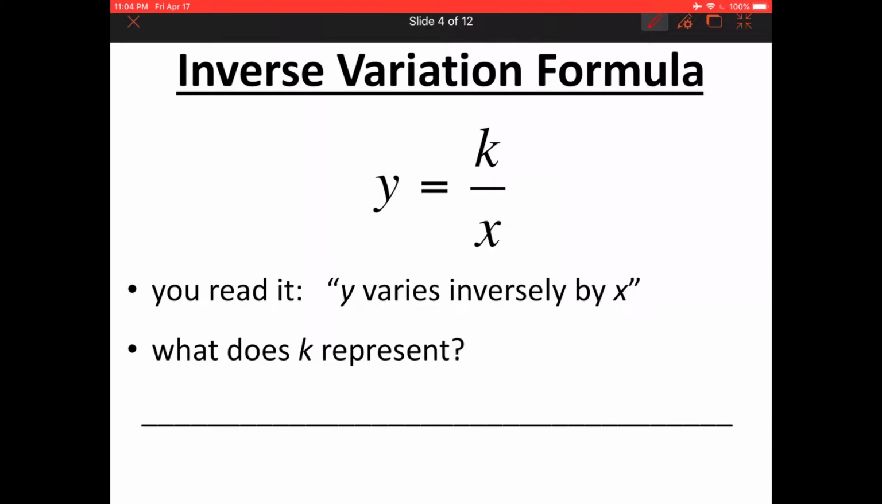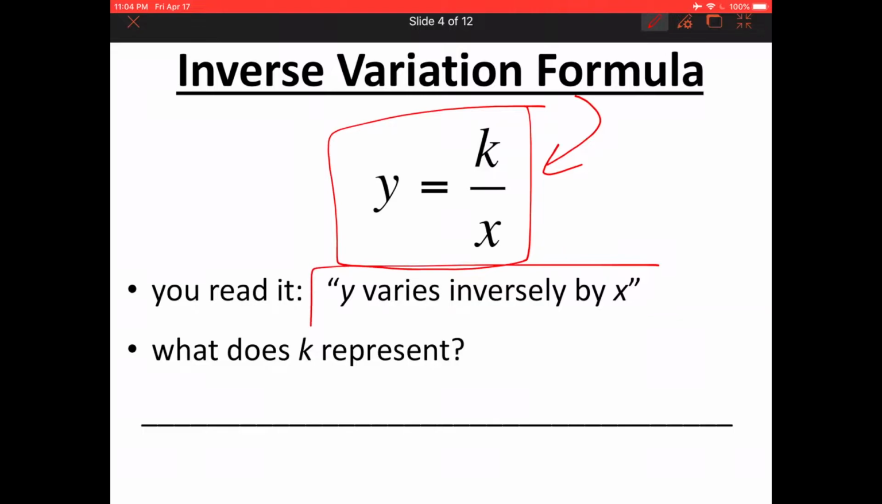And now here is the formula that we're going to be using for all of our examples today. This is the only formula that we're going to focus on for today. Y equals k divided by x. So that is our inverse variation formula. You want to make sure you have that memorized. You will need to know that for the quiz. And how you read this is y varies inversely by x. So that's how you read that formula when you see it in a word problem, something like that.